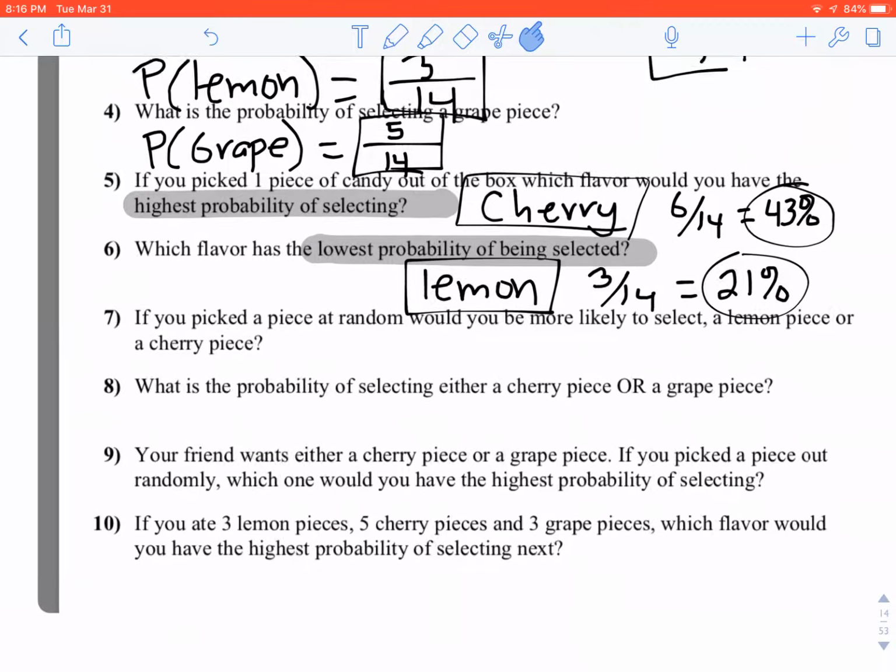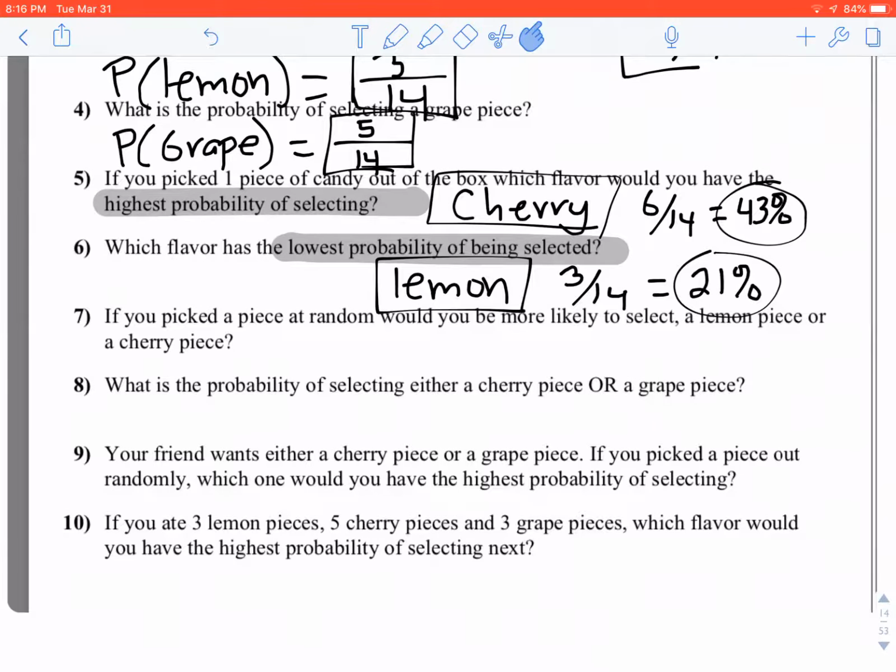Number 7 says, if you pick a piece at random, would you be more likely to choose a lemon piece or a cherry piece? So this is basically asking what I just explained. Comparing our lemon and cherry, you are more likely to choose the cherry because that one has a higher probability. There are more candy bars that are cherry than lemon.